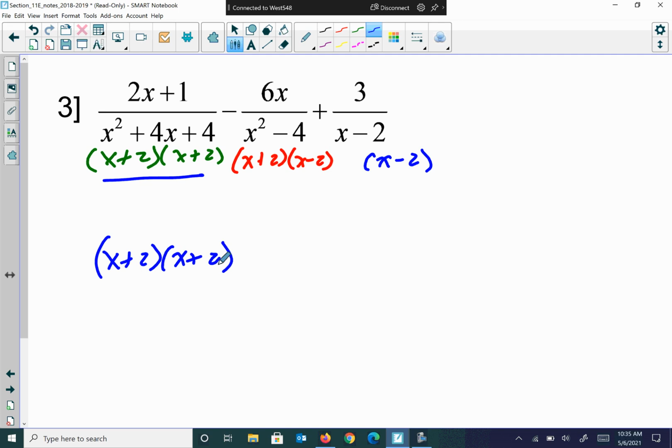And then what's the other part of my denominator? What do I need? X minus 2. Okay. Is everybody okay with that?